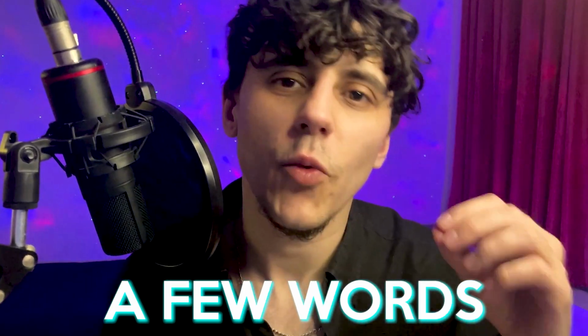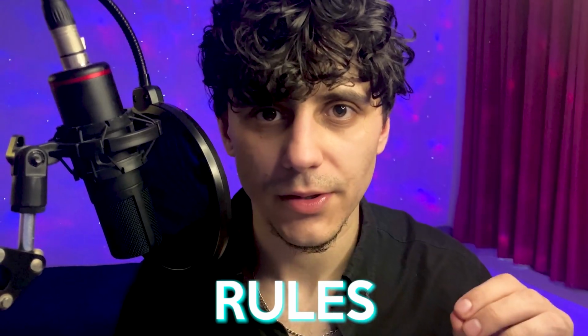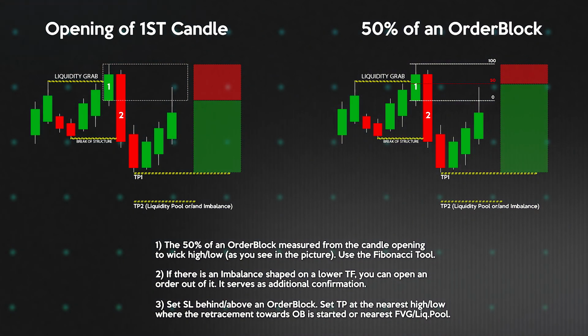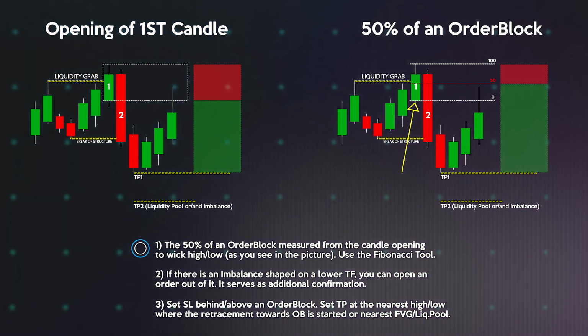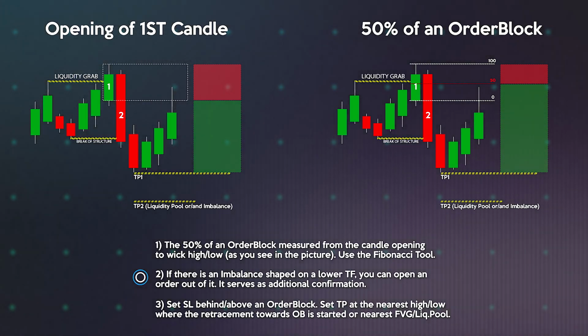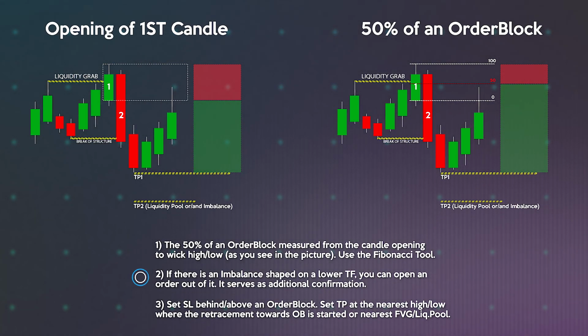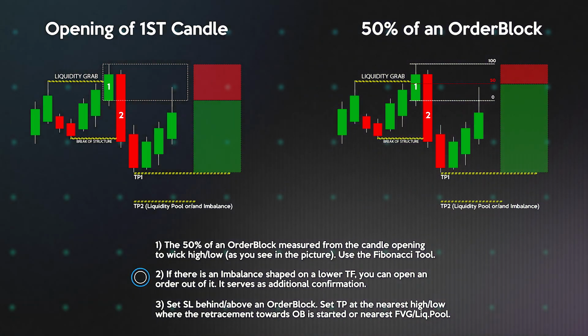And now a few words about entry rules. I recommend you open a trade at the beginning of the first candle or at the 50% level of the order block area. The 50% level is measured from the candle's opening to its wick high, as you can see on the screen. If an imbalance was created inside this order block on lower time frames, you can enter a trade out of this imbalance. This imbalance will be additional confirmation.